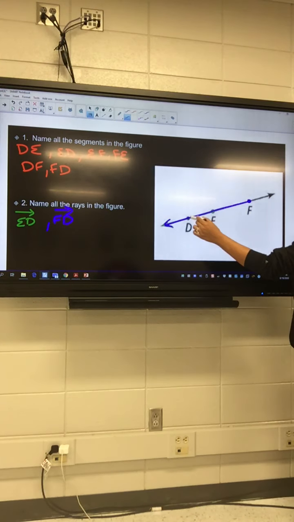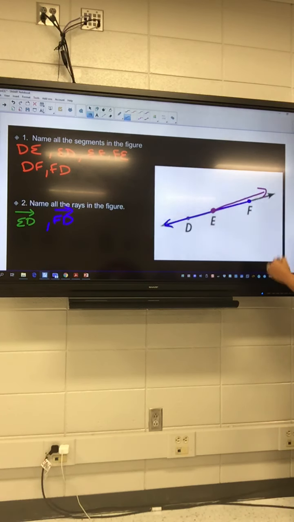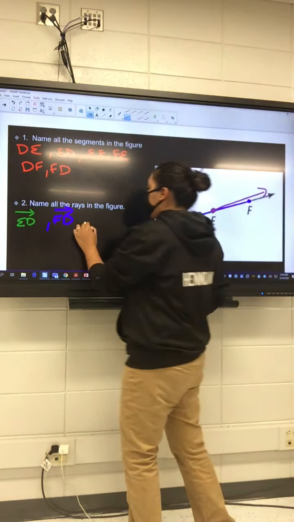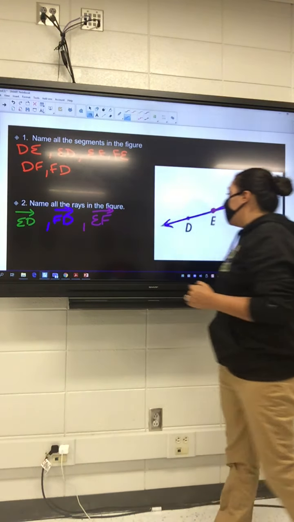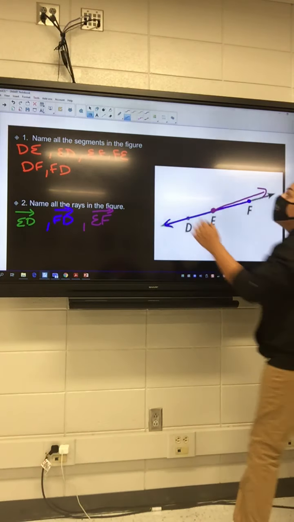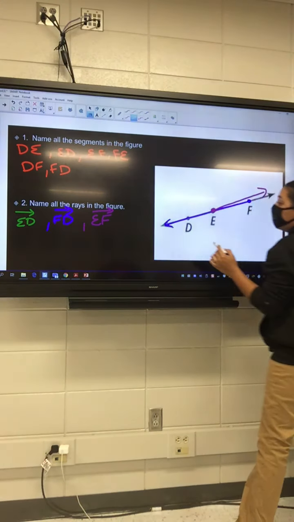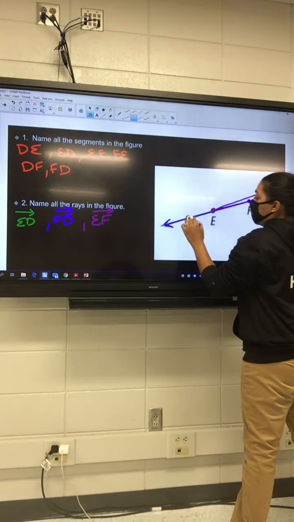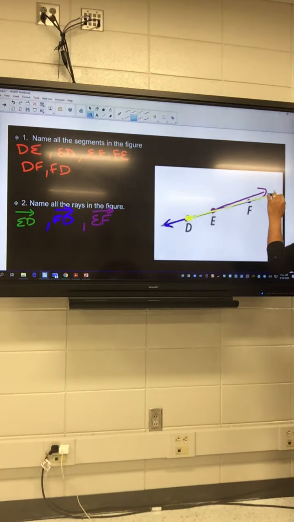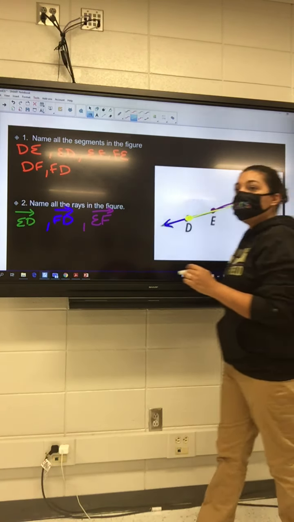You could have another ray that starts out here at E, and it goes this way. So you could label it EF. You could also have another ray that starts out at D and it goes this way. So it would be DF. Okay.